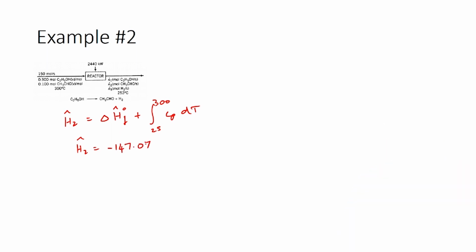Now, you have to again calculate H3, H4 and H5 cap. So, H3 cap would again have two steps. First is the formation of ethanol from elements and the next is heating it from 25 degrees Celsius to 253 degrees Celsius. So, you would have delta HF, which is the standard heat of formation, plus integral 25 to 253 Cp dT, and this value can be calculated as minus 216.81. Again all these are in terms of kilojoules per mole.